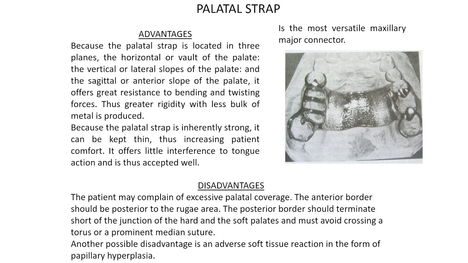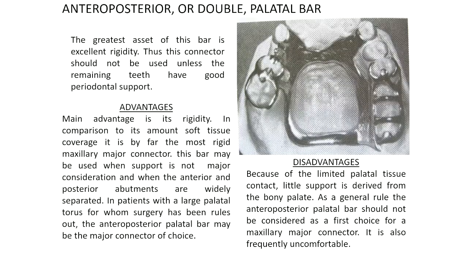The posterior border of this kind of major connector should terminate short of the junction of the hard and the soft palate, and must avoid crossing the torus or a prominent median structure. Another possible disadvantage is an adverse soft tissue reaction in the form of papillary hyperplasia, which may occur due to the larger and wider palatal coverage. Now coming to the next one, the anteroposterior or double palatal bar.